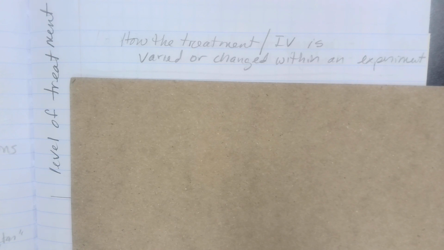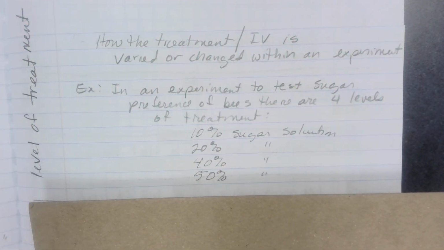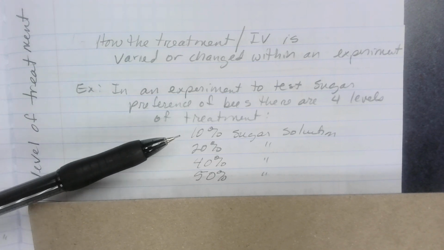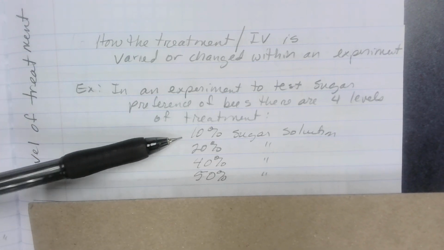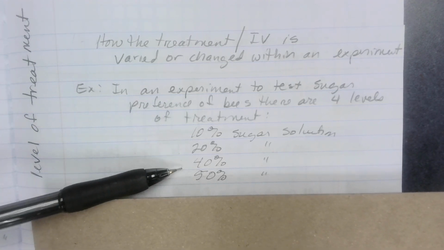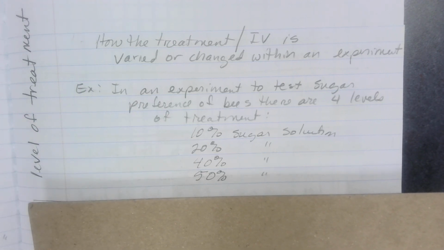So for example, I want to test to see the preference of sugar for bees. What sugar solution do they prefer? My independent variable that I'm purposely going to change is a sugar solution. So I can have, let's say, 4 different levels of treatment. In an experiment to test sugar preference of bees, 4 levels of treatment, I have 4 different sugar solutions. One has 10% sugar, one has 20, one has 40, one has 50. So these would be the examples of levels of treatment. I'm testing the independent variable at different levels.